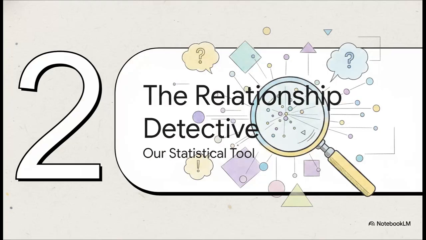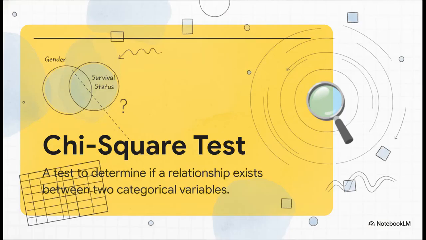Okay, so we've got the data. Now, how in the world do we find the hidden patterns inside of it? What tool can we possibly use? Well, meet our detective's magnifying glass, the chi-square test of independence. Its whole job, its entire purpose, is to look at two different categories, in our case, gender and survival status, and figure out if they're connected or if they're totally independent of each other.